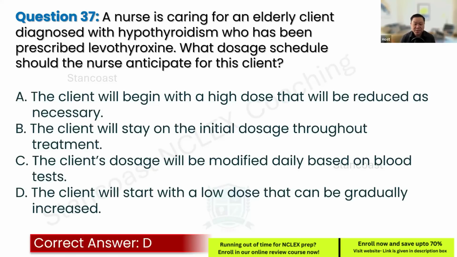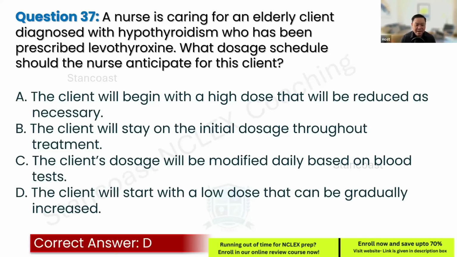Levothyroxine should be started at a low dose and progressively increased over several weeks, especially in older adults, to prevent toxicity. Now, letter A is incorrect because starting a medication at a high dose may lead to adverse effects. The same thing with letter B. This is incorrect because the client's dosage will likely change periodically during treatment. And letter C, while the dosage will depend on blood levels, daily adjustments are not typically required.